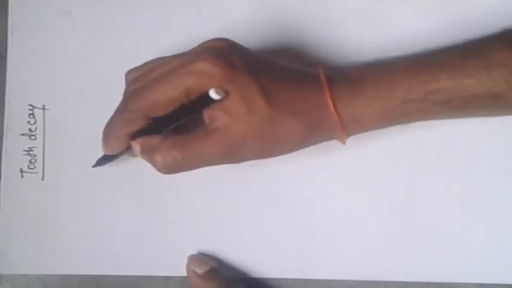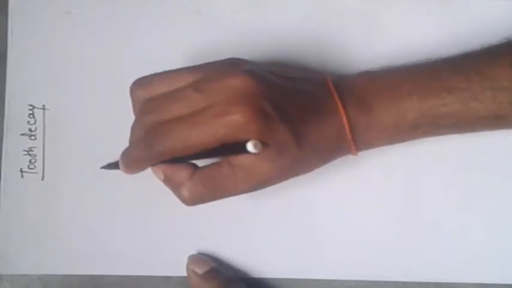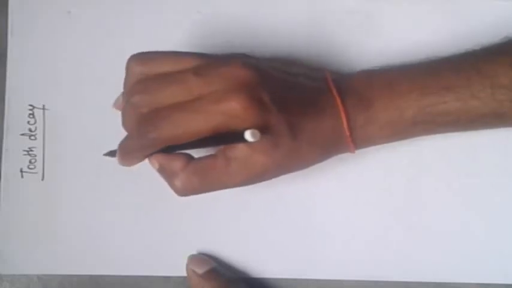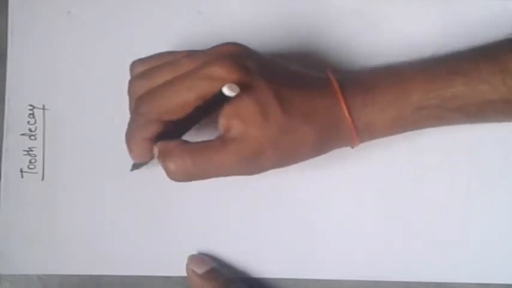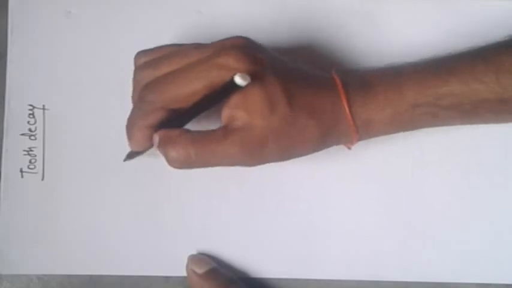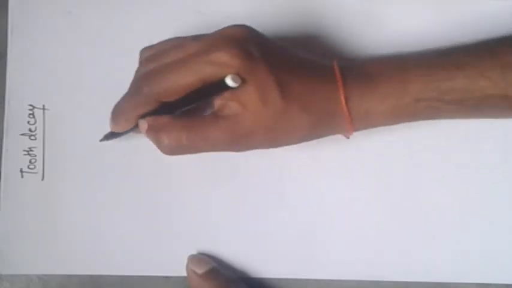So first of all, see different parts of a tooth, then I will teach how tooth decay happens. Simply, draw a tooth showing its different parts.